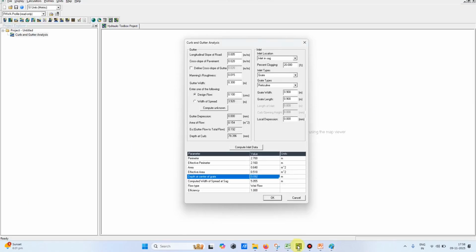Okay, so let's finalize my results. My size for the in-sag inlet would be 0.45 by 0.45 double inlets. So this is not a single inlet, it will be 0.45 by 0.45 double inlets, because there is no option of giving a number of double inlets for in-sag inlets. So what I have to do is consider double the size of the grate width and grate length.